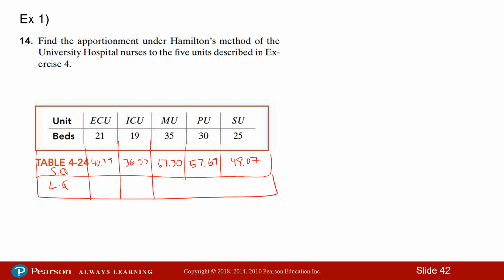At this point, you also probably want to put little totals on the side as well, because that helps, especially this one here. Everybody gets the lower, so you just round down all the time. This is 40, that's 36, that's 67, that's 57, that's 48. Can I get a total for what we have already so far?